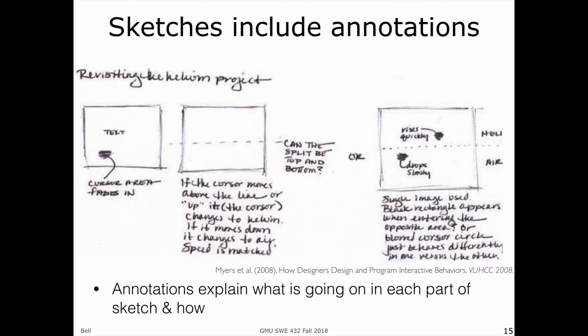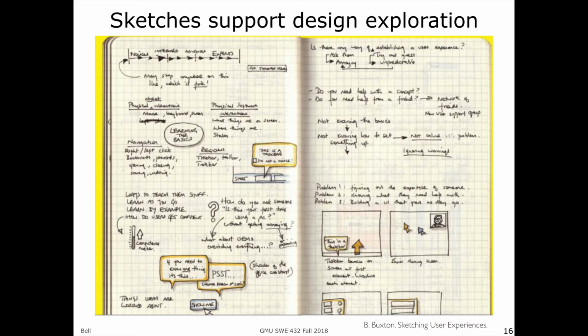If the cursor moves above the line, up, change the display units from Celsius to Kelvin, and if it moves down, it changes. We have these annotations basically describing how the sketch works. We can use a sketchbook. We can explore a design space by coming up with little ideas, small sketches that explain some part of a system, which then might bring on more questions like how different pieces are going to interact with each other.